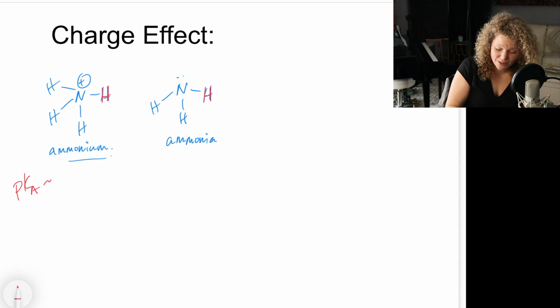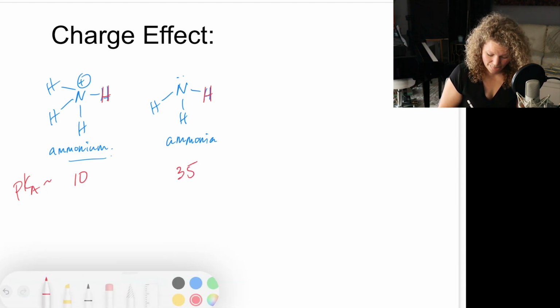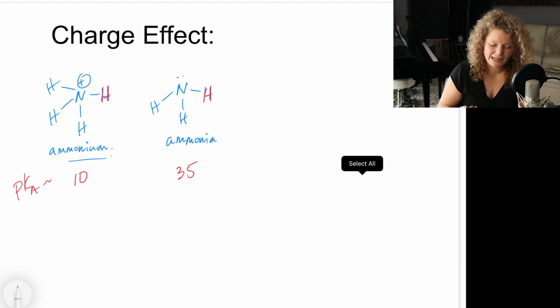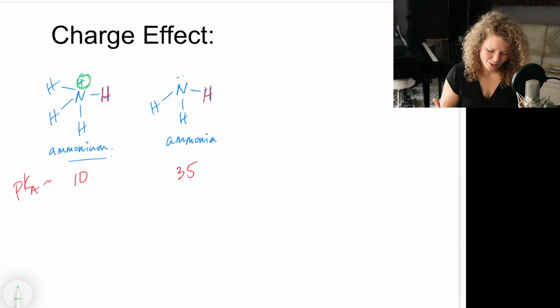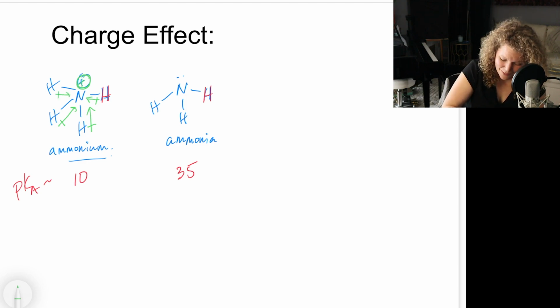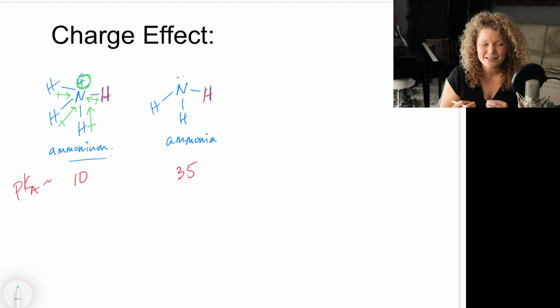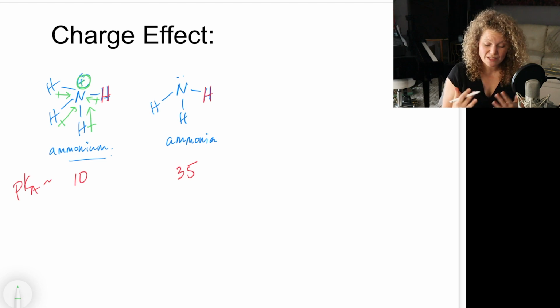Now the pKa of ammonium, this proton here in pink, is around 10. The pKa of ammonia is much higher. It's around 35. Now, why is this? Well, if we think about the charge on this nitrogen, this formal positive charge is really also telling us that the electron density wants to go towards the nitrogen. The dipole moments on this ammonium molecule are going towards the nitrogen. We know that hydrogen is less electronegative than nitrogen, so these dipole moments are in line with our formal charge.